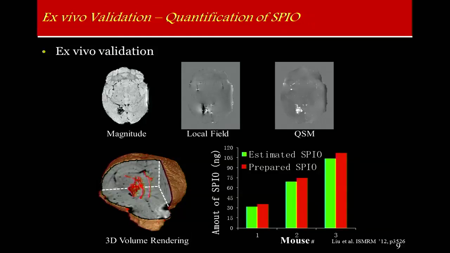In another ex vivo validation study, we manually injected a known amount of SPIO into excised mouse brains. Again, QSM is able to capture the superparamagnetic iron oxide nanoparticles in the right hemisphere, in this region, as the bright region. And again, the quantitative accuracy is pretty good, with less than 10% error.